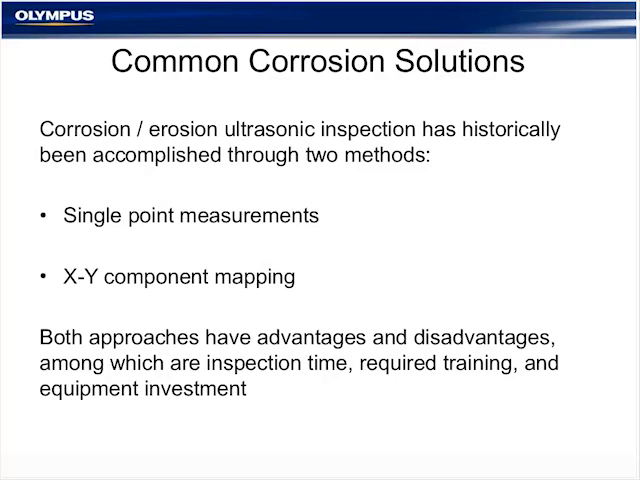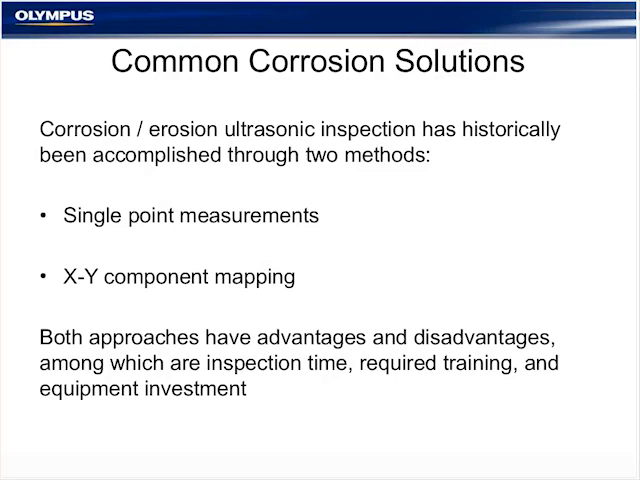The first and most common would be single point measurements. This is using typically a small handheld instrument to make discrete points and take thickness measurements from these points throughout a whole component or a whole part. And a more sophisticated method historically has been XY component mapping. This often involves using a scanner, whether it's a handheld or a motorized scanner encoder, and collects data across 2 dimensions on a component.